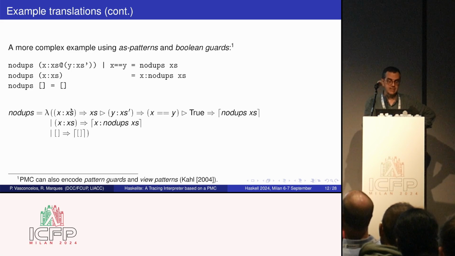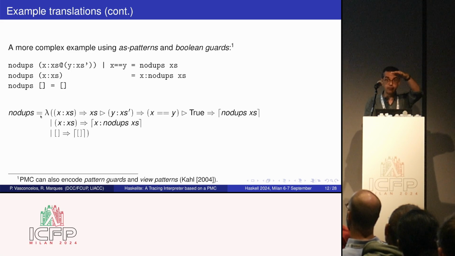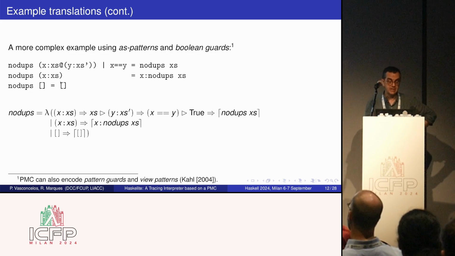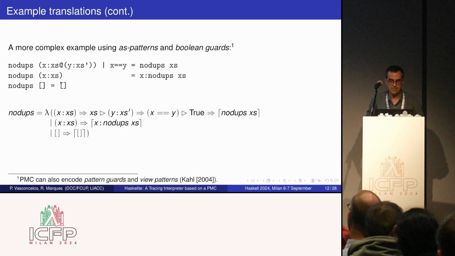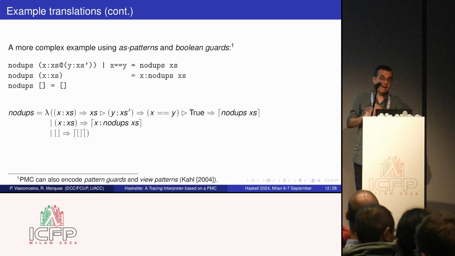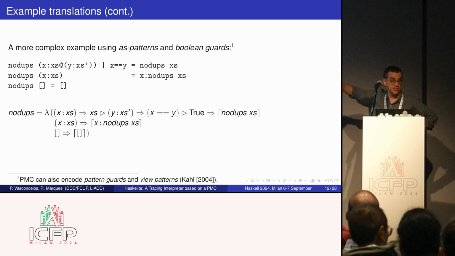The second case is the translation of this equation. It doesn't need to consider whether this happened or not, because the ordering here matters. The first case will be tried first, and then the second. And the final case is the empty list. It's also possible to encode more sophisticated things like pattern guards and view patterns. That was already noted by Kahl in the original paper. By the way, this translation is also in the original paper.